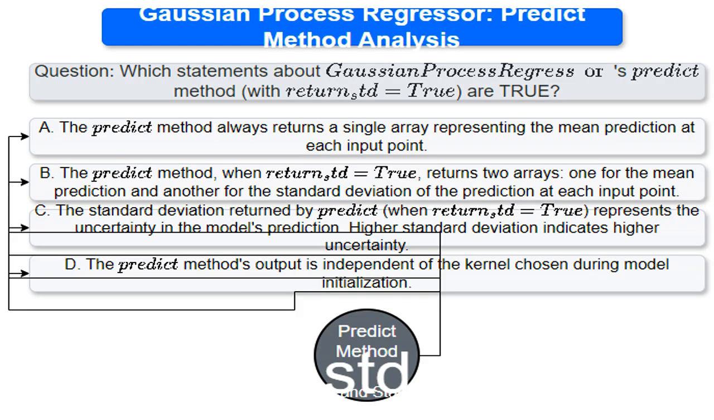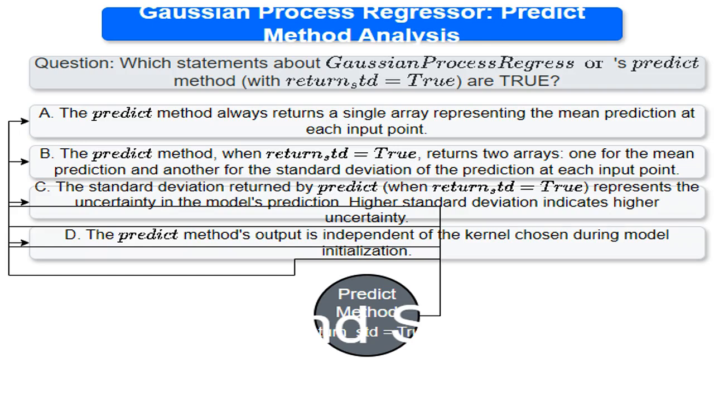By setting return_std equals true the predict method returns two things: the mean, average, prediction, and the standard deviation. The standard deviation is a crucial measure of how uncertain I am about the prediction. A large standard deviation means I have high uncertainty, while a small one implies more confidence in the prediction. It's like saying, I predict X, but I'm plus or minus Y uncertain.